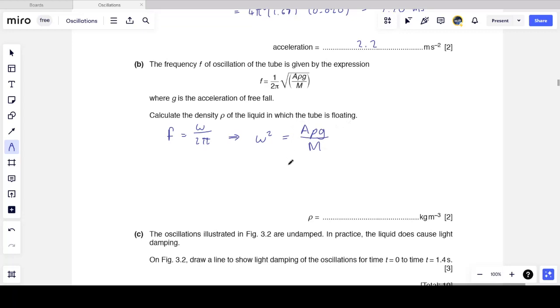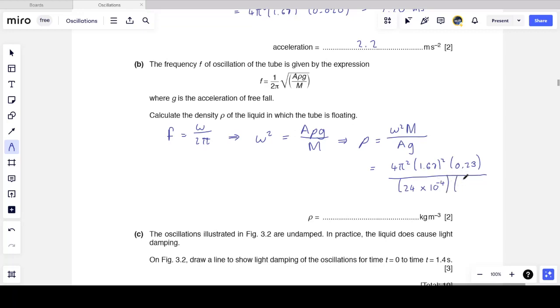Aha, so a little bit of a trick there, meaning I can rearrange this equation and solve for the density rho, rho being omega squared m divided by a times g. And again, all of these values are known. So omega squared is 4 pi squared times the frequency 1.67 hertz squared, times the mass, which we are told the sand in the tube is 0.23 kilograms, divided by the area. The area we are told is 24 square centimeters, which is 24 times 10 to the minus 4 square meters.